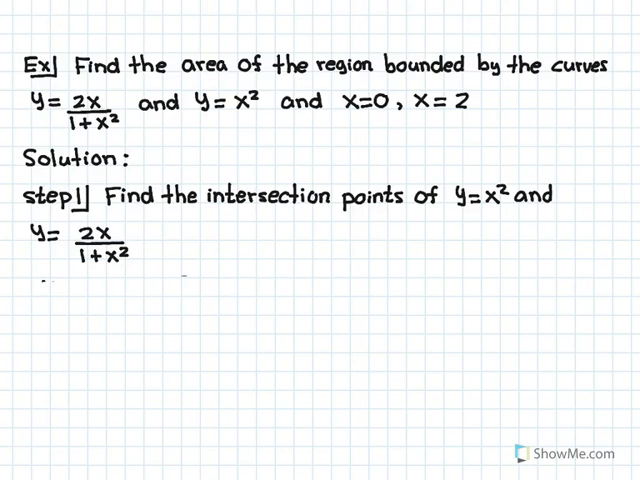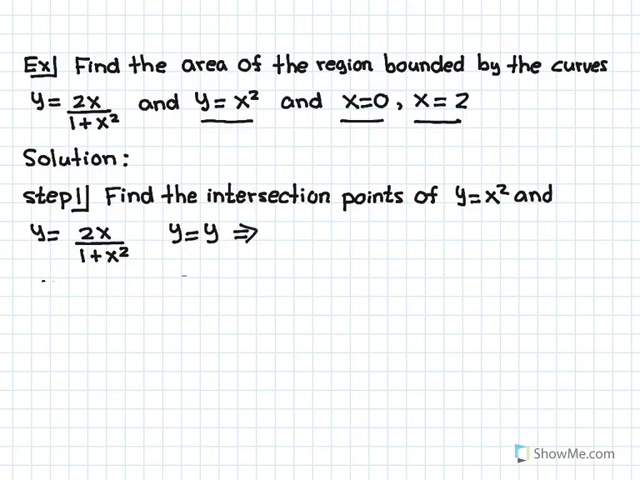Find the area of the region bounded by y equals 2x over 1 plus x squared, y equals x squared, and x equals 0, x equals 2. So the first thing we'll do is find the intersection points of y equals x squared and y equals 2x divided by 1 plus x squared. So we have y equals y, make the two y values the same, and solve for x.